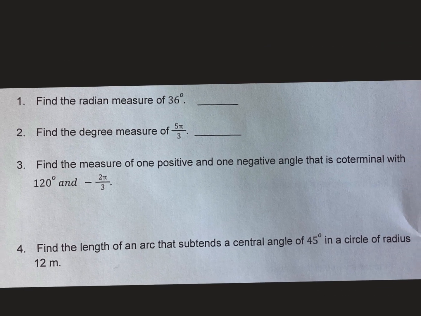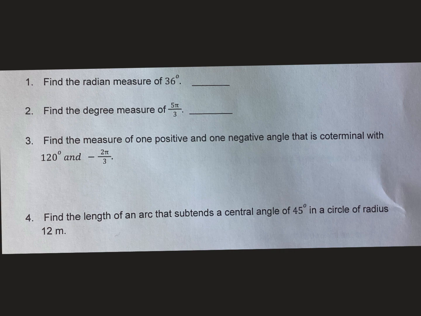Review for test 9. Number 1 says find the radian measure of 36 degrees. The shortcut for doing radian measure when they give you degrees is just take the degree, the 36 degrees, divide it by 180, and put a pi with it. Okay, so I'm gonna reduce that fraction. 36 goes into 180 5 times, so I'm just gonna get 1 pi over 5, and that's the radian measure.